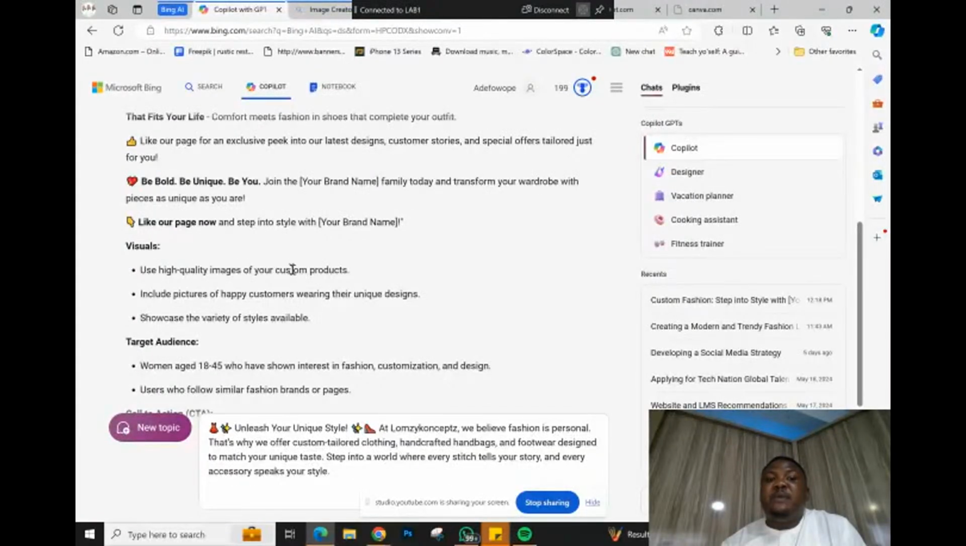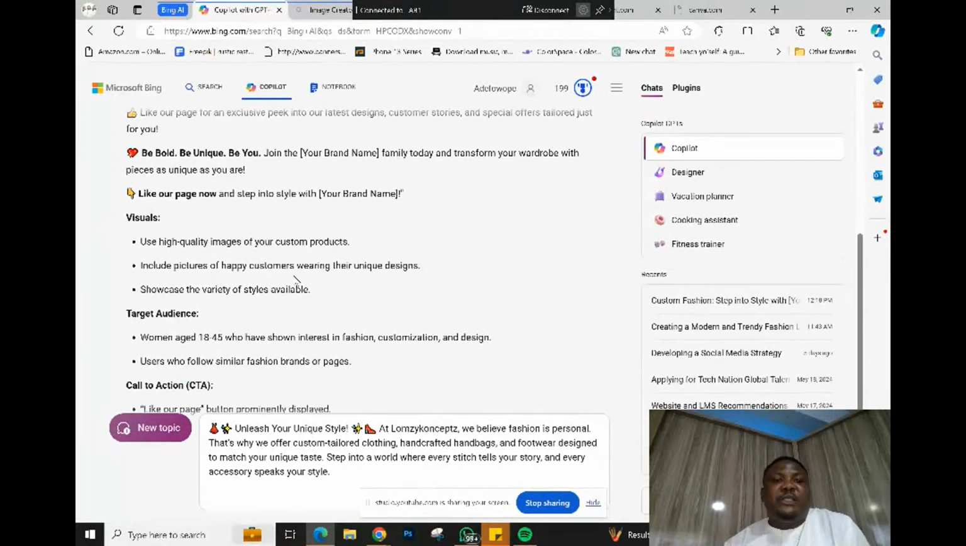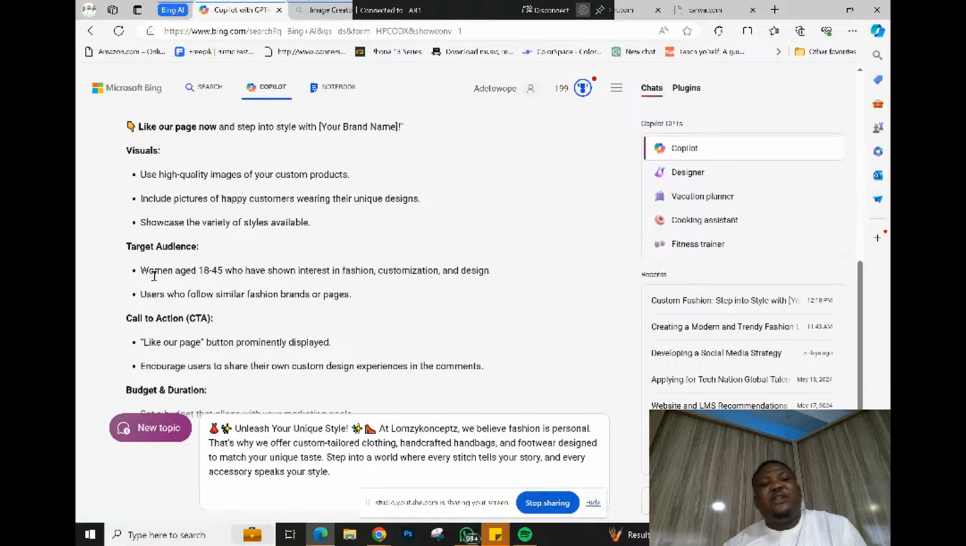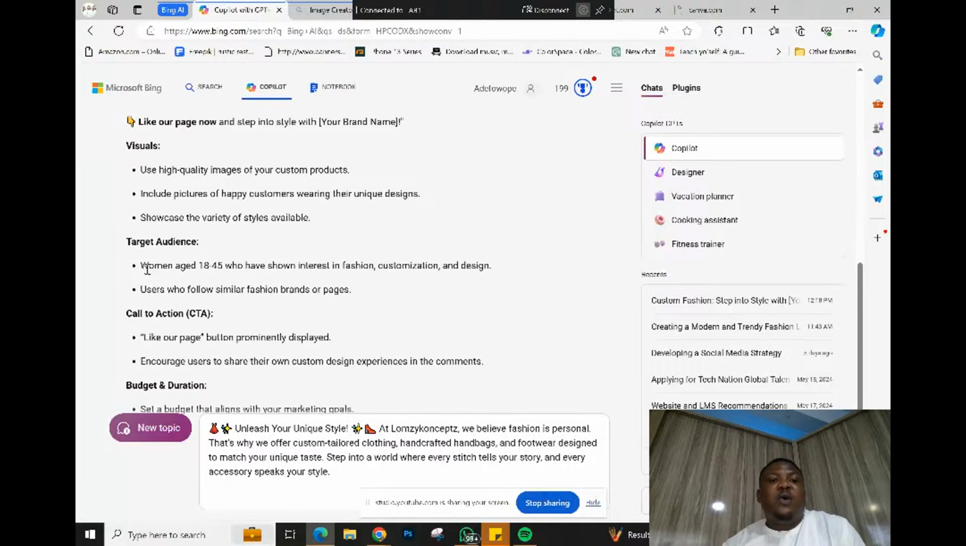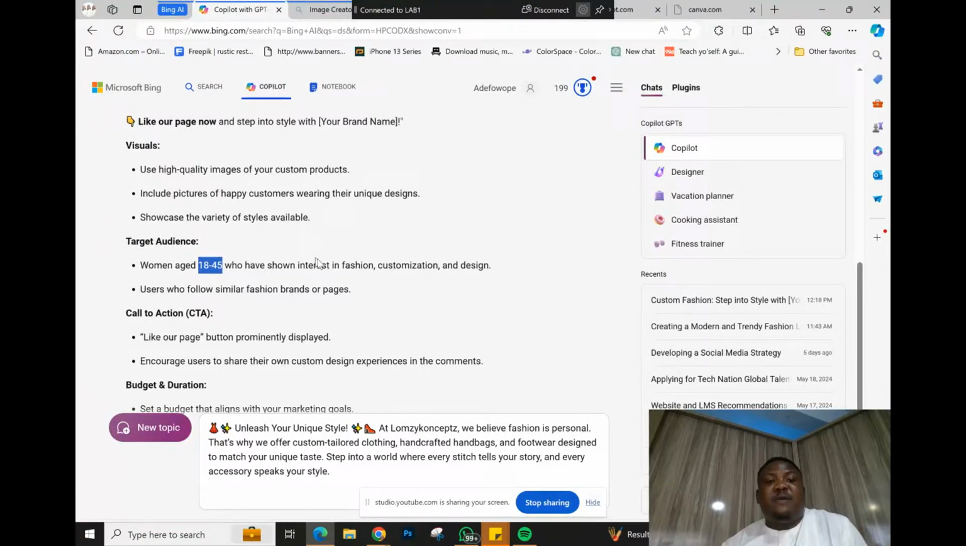Use a high quality image of my custom product. Include pictures of happy customers wearing their unique pieces. So you can see, showcase the variety of styles available. Target audience. Can you even imagine? We didn't even check this one before. Oh, okay. So Siba, that means our heads are aligned then. So women aged between 18 and 5 who have shown interest in fashion, customization, and design. This part, we did not even talk about this.